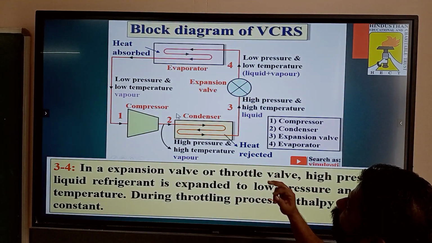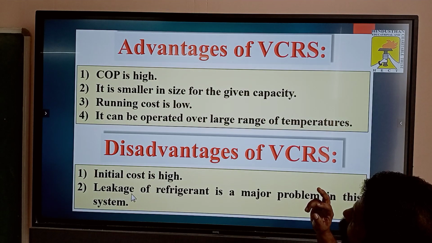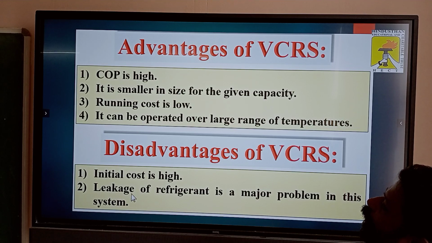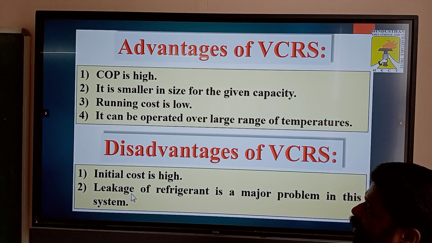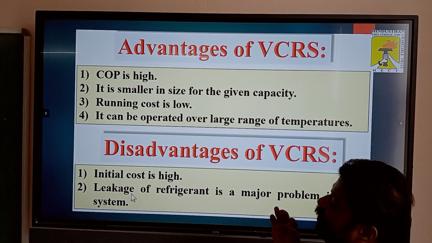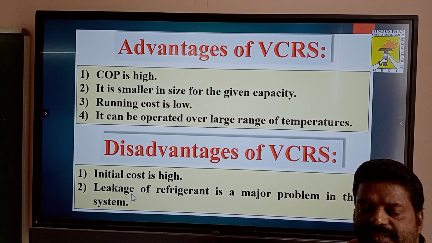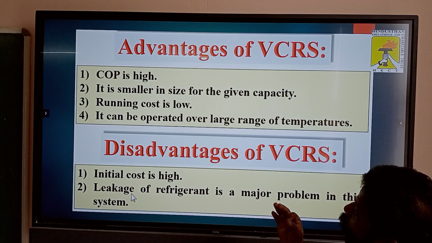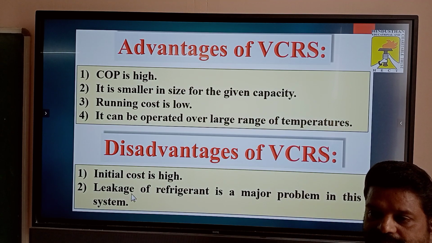So I'll go to the advantages, right? The first one, COP is high for the vapor compression refrigeration system; the coefficient of performance is high. Second, it is smaller in size for the given capacity. Third, running cost is low. Fourth, it can be operated over a large range of temperature. These are all the advantages.